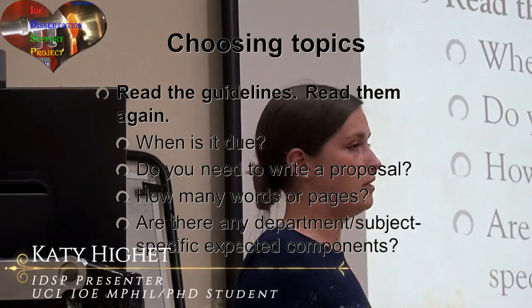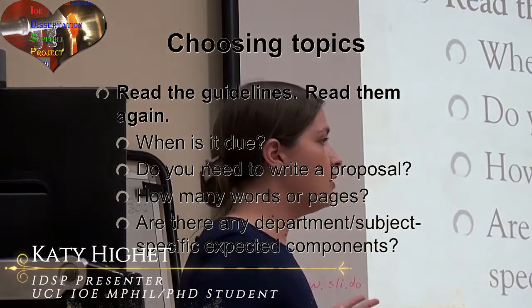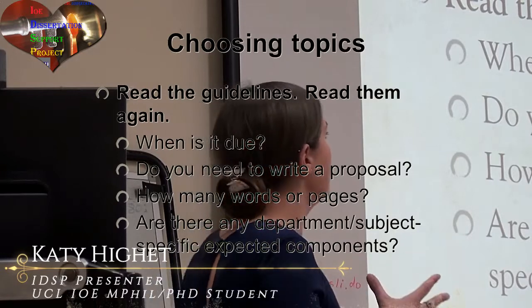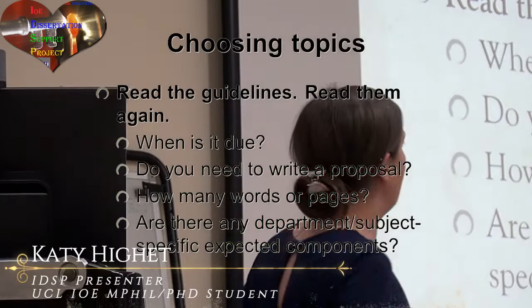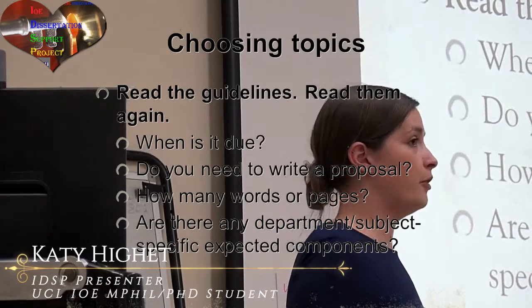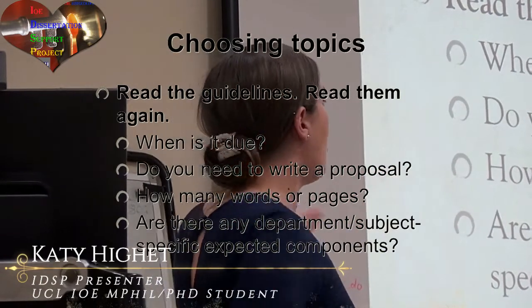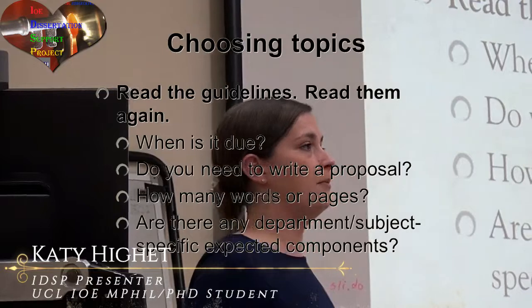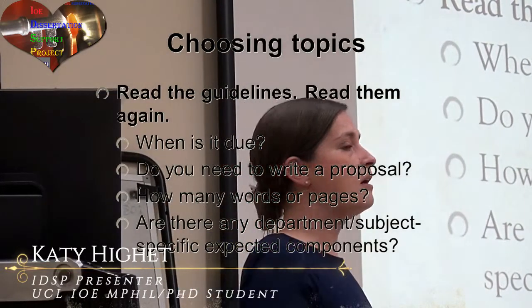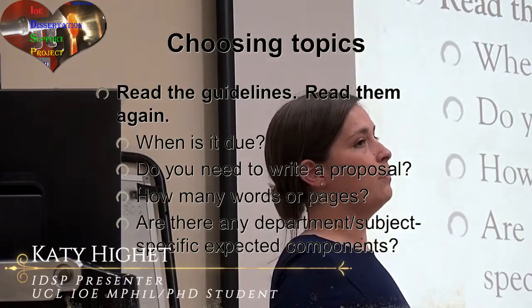If in doubt, contact whoever is the person you're supposed to speak to in your department. But this is the information which contains the essential things that you need to know, such as when is my dissertation due? Do you need to write a proposal for your dissertation? How many words, how many pages? Or are there any expected components? That can vary very much depending on what department you're in, depending on what research field you're in. So you need to make sure that you are really, really clued up with all of these things.